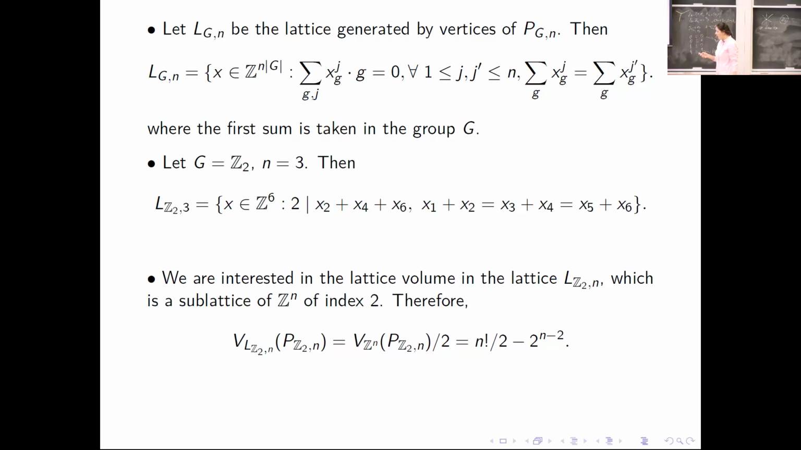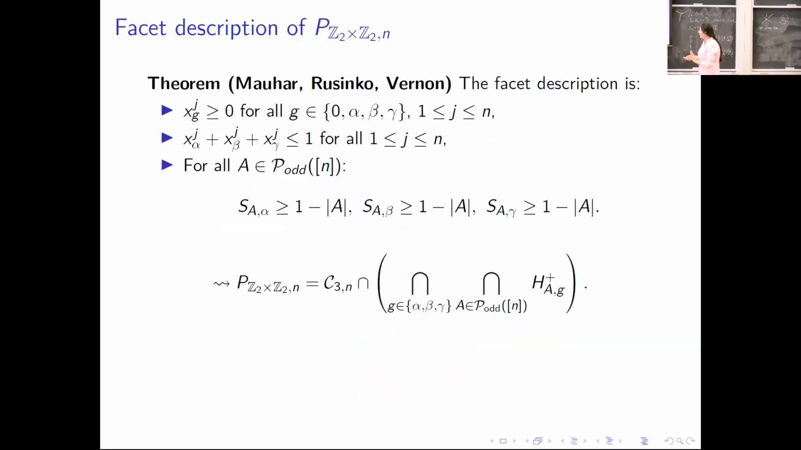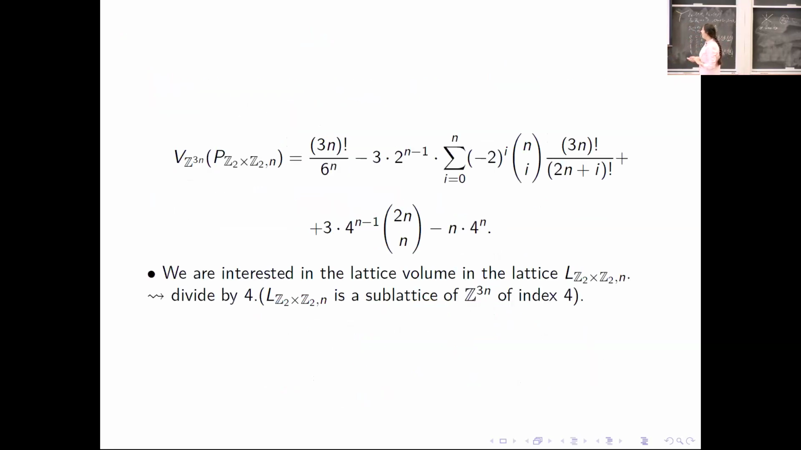This is the toy case, let's say. For Z2 times Z2, we try to apply the same strategy. And instead of visualizing the polytope inside the cube, this time it will be inside the product of simplices, Delta 3 to the n. We play the same game, but this time things are much more complicated because the parts that we cut off intersect, and we have to compute extra volumes for those intersections and use some kind of principle of inclusion and exclusion. The facet description is due to Mohar, Rusinko, and Vernon. And this is our polytope in the case Z2 times Z2. And the final explicit formula is exactly this one that you can see on the board.